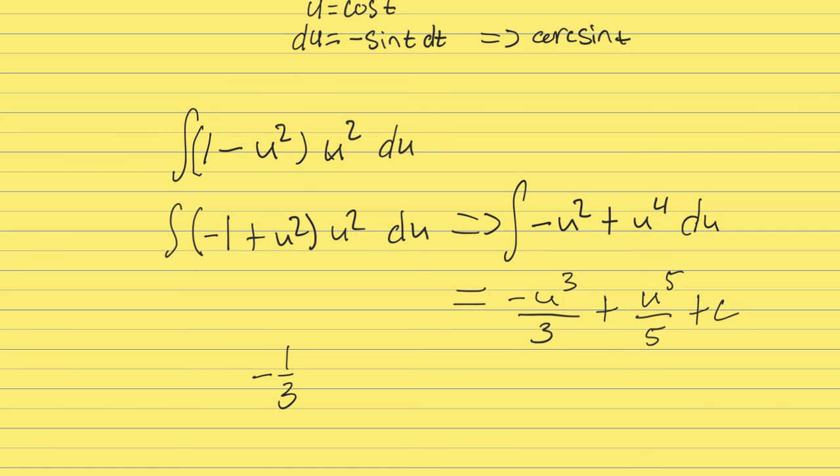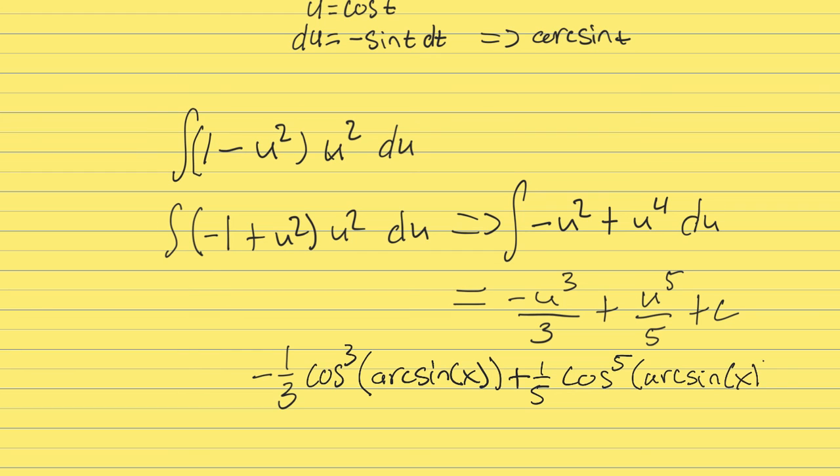So negative 1/3 cosine cubed. And remember, we set t back into arcsine of x. Since it's arcsine of t, t is equal to x. Plus 1/5 cosine to the fifth of arcsine x, plus c, and that's our final answer.